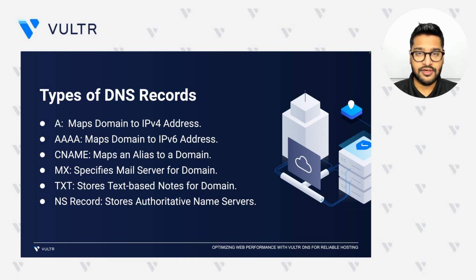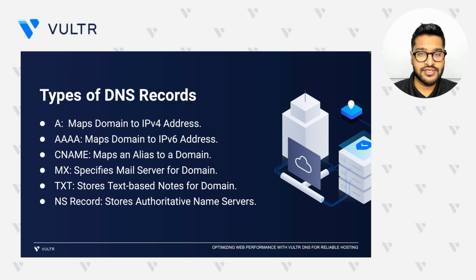Then we have CNAME records. A CNAME record is used to map an alias domain to a canonical domain. For instance, if you have www.example.com and want it to point to example.com, you would set up a CNAME record so that any request to www.example.com is redirected to example.com.